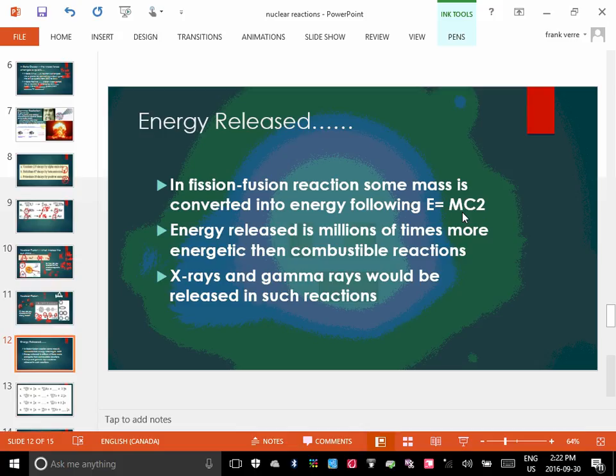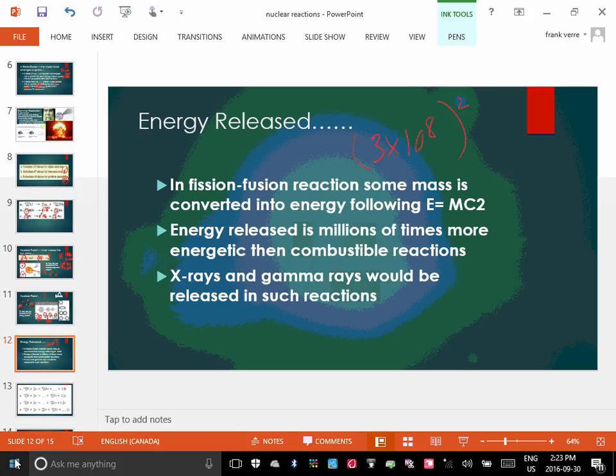And C is 3 times 10 to the 8. So when you square 3 times 10 to the 8, you get a huge number: 9 times 10 to the 16. What does that mean? Right now, for you, probably nothing, to be honest with you, unless you work it out. But that means that the amount of energy that fission and fusion release is millions of times more than combustion. If you think about a gas can that explodes, a nuclear bomb would be millions of times as powerful.